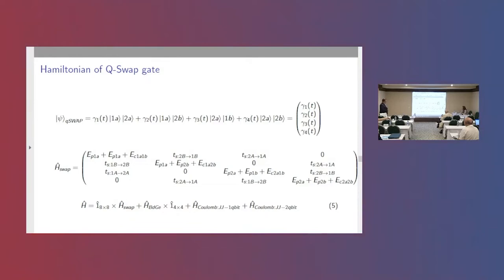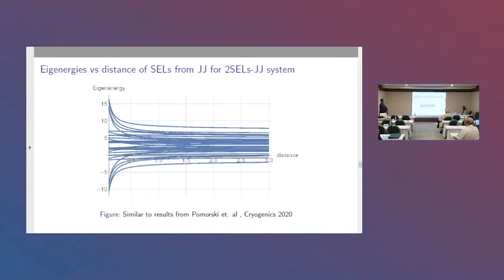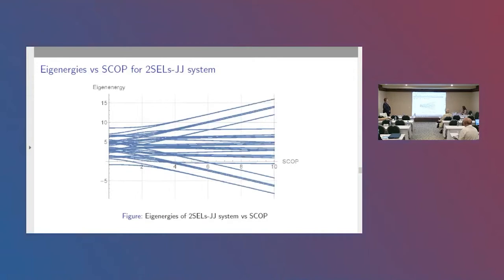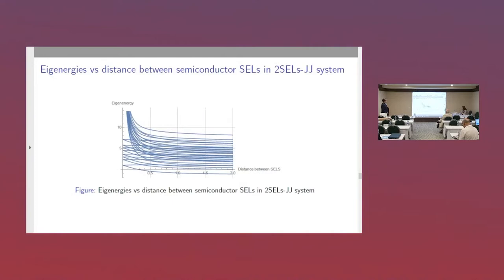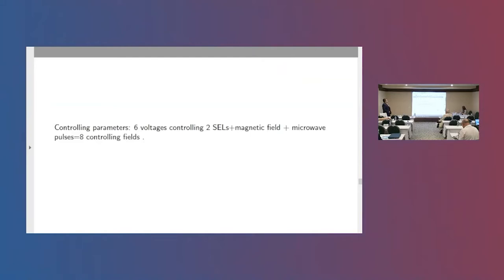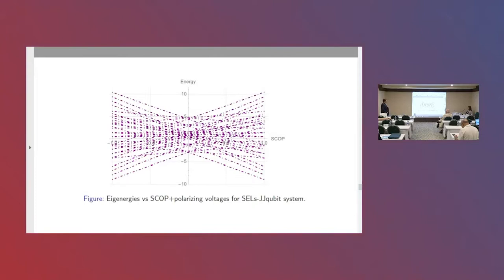Right. So then, of course, you can study the Hamiltonian and the quantum entanglement. So obviously, the eigen energies of the system of two single electron lines are dependent on distance. So that's kind of spectrum of eigen energies. And also, they do depend on superconducting order parameter. Well, of course, the spectrum is dependent on distance between two single electron lines. That's given by this plot. And so, basically, we are dealing with six voltage parameters plus magnetic field plus microwave pulses controlling the state of Josephson junction. So we have to make our analysis in such type of parameter space. So when you do very carefully, you can also try to spot the existence of topological phase transition in the system.